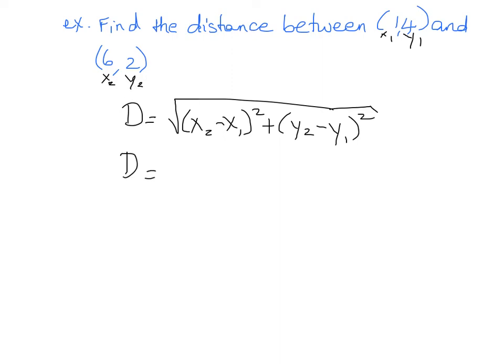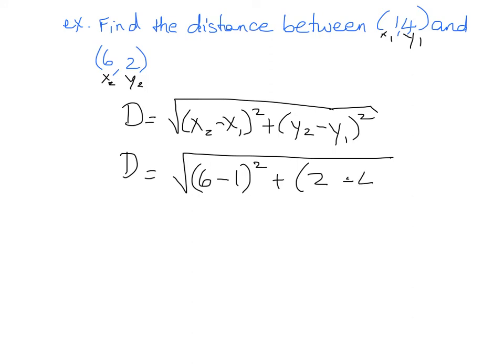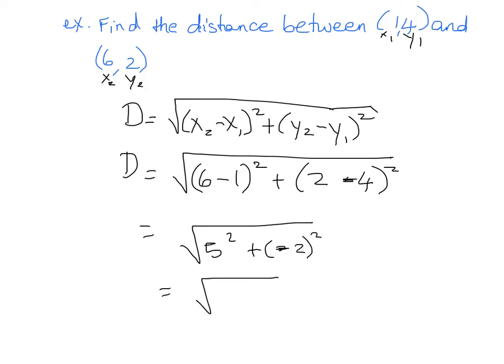We get that d is equal to the square root of 6 minus 1 squared plus 2 minus 4 squared, which gives us the square root of 5 squared plus negative 2 squared, which ultimately gives us the square root of 29. And as you can see, using Pythagorean theorem is the same exact thing as using the distance formula. So choose whichever you prefer.